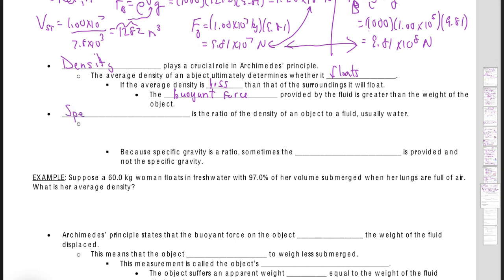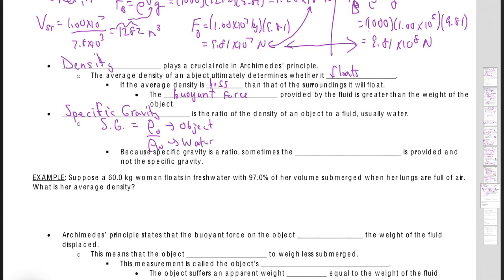And there's another thing that you run into here, something called specific gravity. It is the ratio of the density of the object to a fluid, which is usually water. So specific gravity is the density of the object divided by the density of water. In fact, you can put a subscript here: object, water.